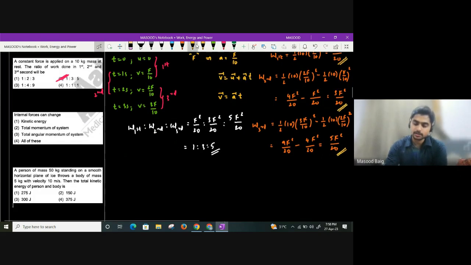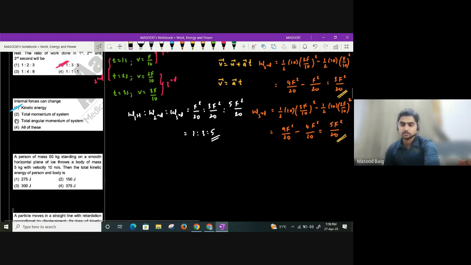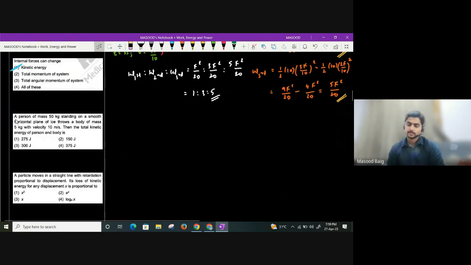Right. What can internal forces change? I have told you many times. Internal forces will cancel out each other, guys. So internal forces will not affect the motion of the object. However, they can change the kinetic energy, guys. Internal forces can change the kinetic energy of the system. Is that clear, everyone? Hope it is clear.